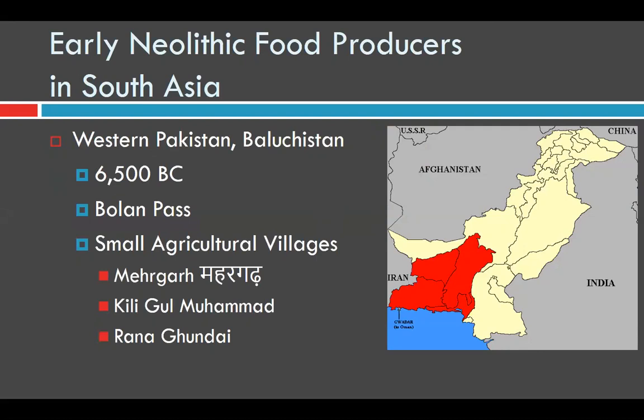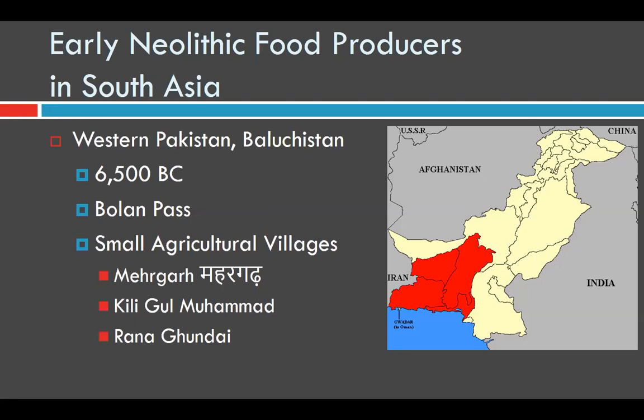So early Neolithic food producers in South Asia, Western Pakistan, Baluchistan region here, 6500 BC is very early. We're starting to see this process of domestication. And important to note the Bolan Pass area through these mountains, which allows you to get easier passage from Afghanistan into the Indus Valley in Pakistan, which is still heavily used today, but would have been an important trade route back then as well.